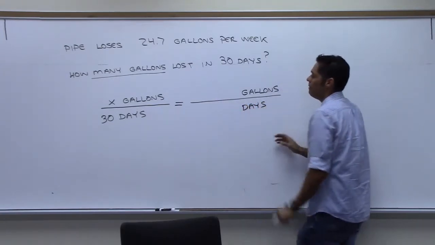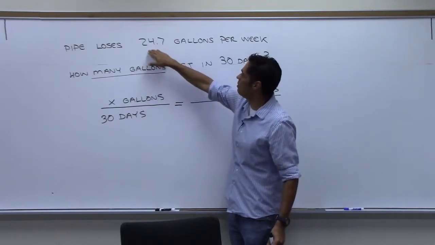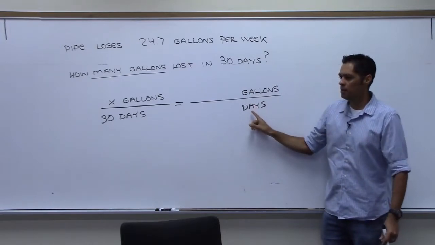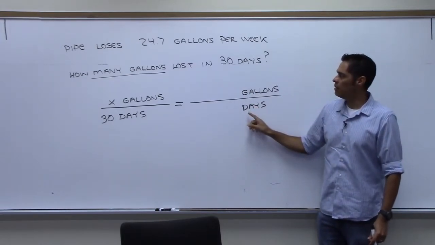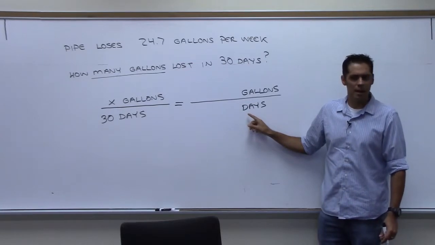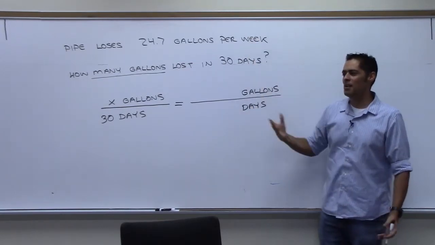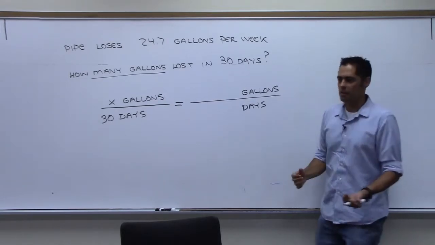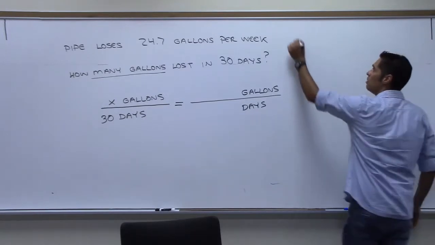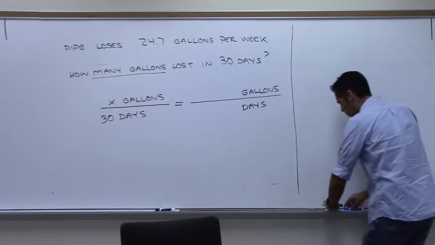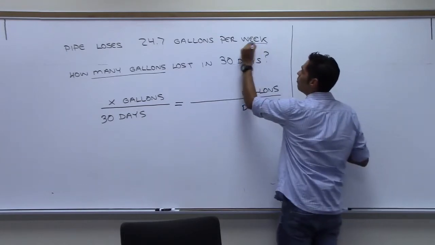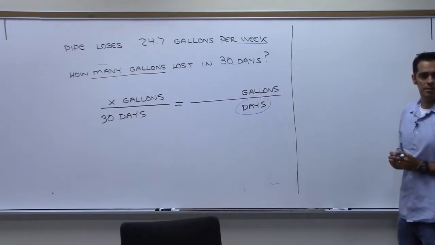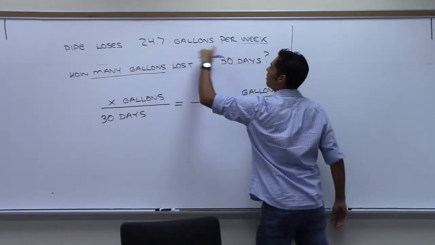But the issue is that I'm told that the pipe loses 24.7 gallons per week. And so I cannot put days here unless, well, I convert, right? I have to convert. How many days are there in 1 week? 7. So this is an easy conversion because we all know that there's 7 days in 1 week, right? Yes? But let's see how you do it technically, all right? So the problem right now is that I'm given weeks here, right? And I want it in days. Yes? Okay, so I'm going to write down this right here.